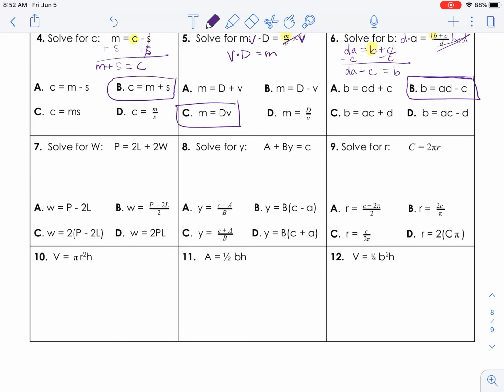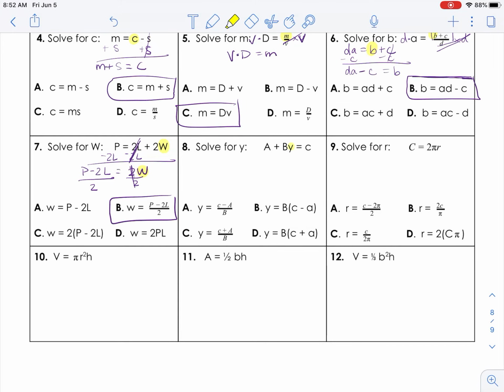Number 7, we're solving for W. So remember, we are going to add and subtract first, then we'll do our multiplication and division. So I'm going to take this whole term, it's being added to 2W, so I'm going to subtract 2L on both sides. So I end up with P minus 2L equals 2W. And I want W by itself, so I have to divide by 2 on both sides. And remember, I have to divide that whole side by 2. So we end up with P minus 2L over 2 equals W, or B.